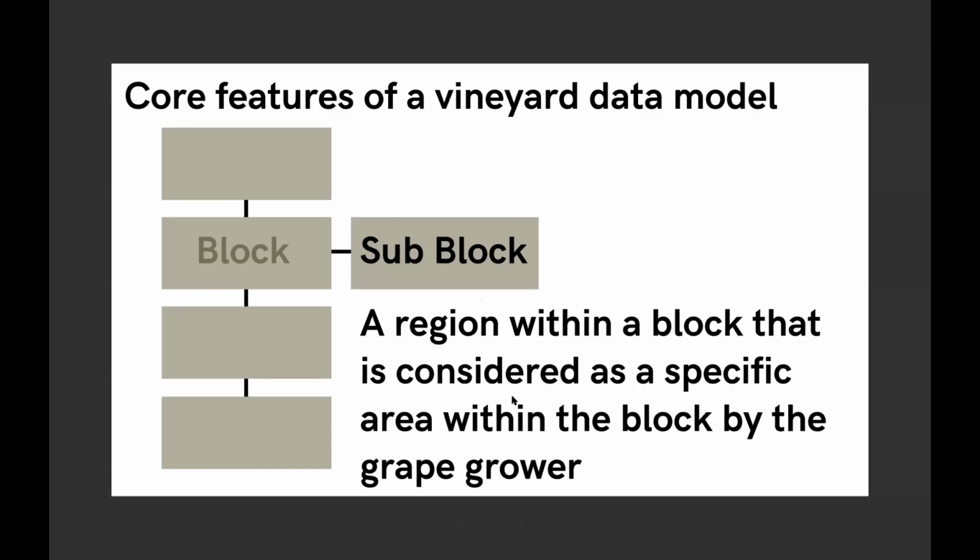Within that block, you then have sub-blocks, which is a region within a block that is considered as a specific area within the block by the grape grower. That comes down to some of those sub-management things, which could be related to any number of things. As an example, it could be different rootstocks or different irrigation, any number of ways that you are breaking down that one management block. Sorry if I keep repeating these words.